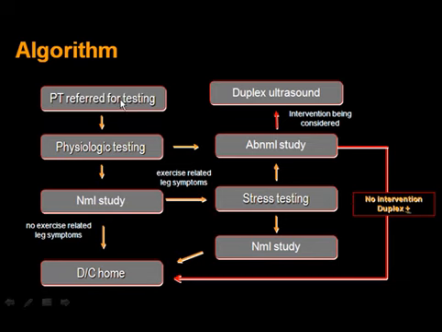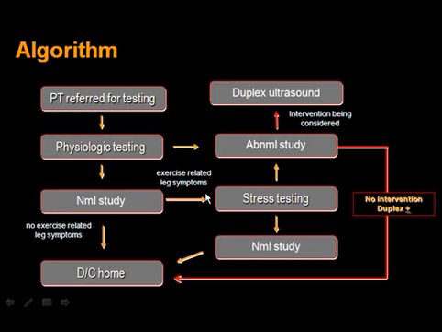The patient is referred for testing and a physiologic test is performed. If that physiologic test is normal and the patient does not have exercise-related leg symptoms, the patient is discharged home. If the physiologic test is abnormal, the patient goes on to have a duplex ultrasound if an intervention is being considered. If there's no intervention being considered, the patient can be discharged home with or without the duplex.